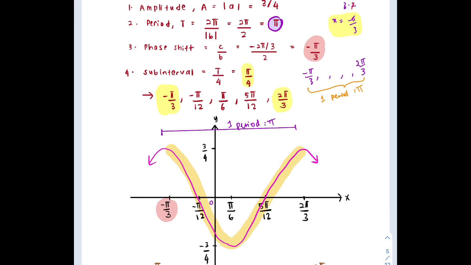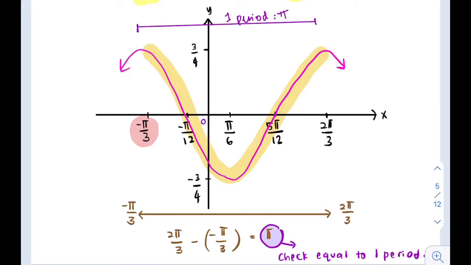Don't forget to put in your y coordinates. The lowest one is negative 3 over 4, the highest one is 3 over 4. Then we can also check whether we are on the right track or not. Just take the highest x coordinate minus the lowest x coordinate, 2 pi over 3 minus negative pi over 3. You should get the value of one period, which is pi. So this is the graph of 3 over 4 cos in bracket 2x plus 2 pi over 3.